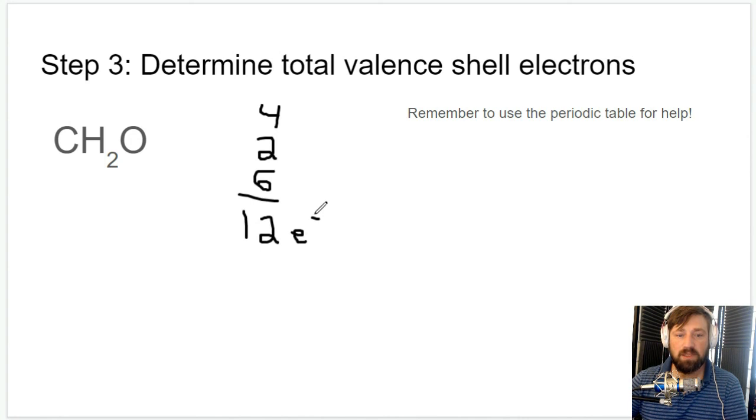The little e minus here is how I write down electrons. So 12 electrons in this molecule. There's not going to be any more. There's not going to be any less. We know there's going to be 12. That's how many we have to play around with.